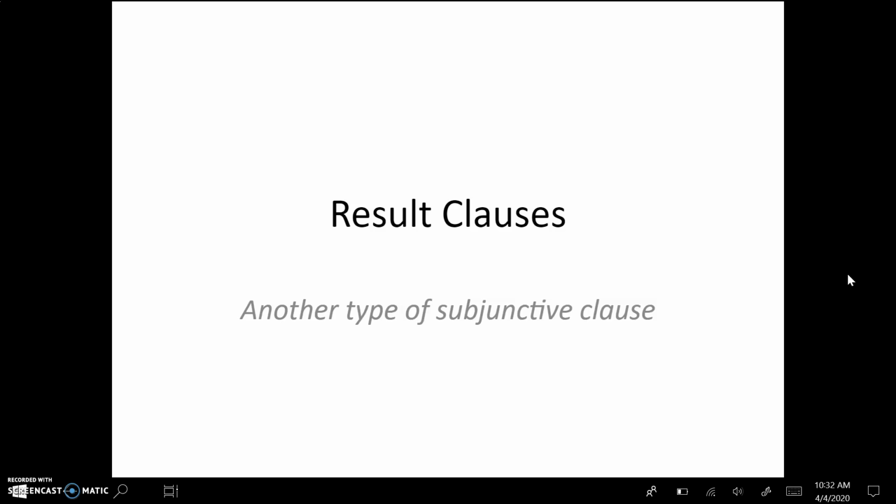Today, we're going to learn about result clauses, which are another type of subjunctive clause. Can you guess what kind of action they express?